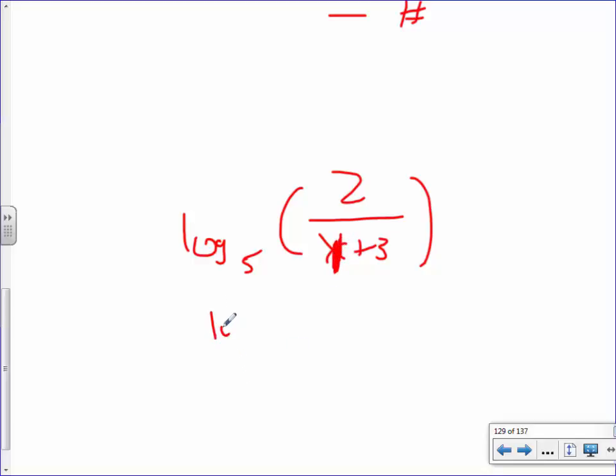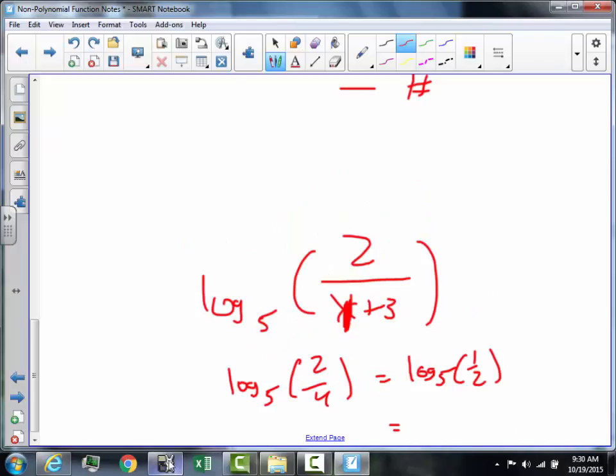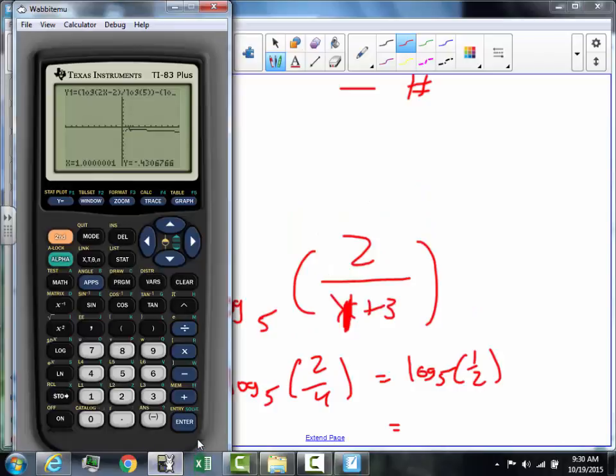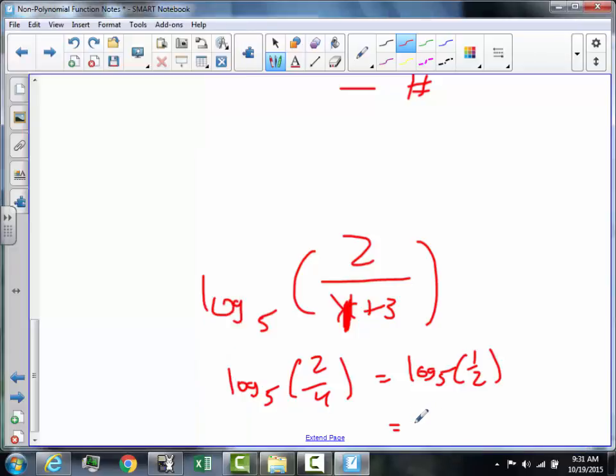So now it's log base 5 of 2 over 4, which is the same thing as log base 5 of a half. Or I guess I should take my own advice. Isn't log base 5 of a half just a number? So I'm going to log a half, and I'm going to divide by log 5. It looks like negative 0.43 seems to be about where the graph starts.